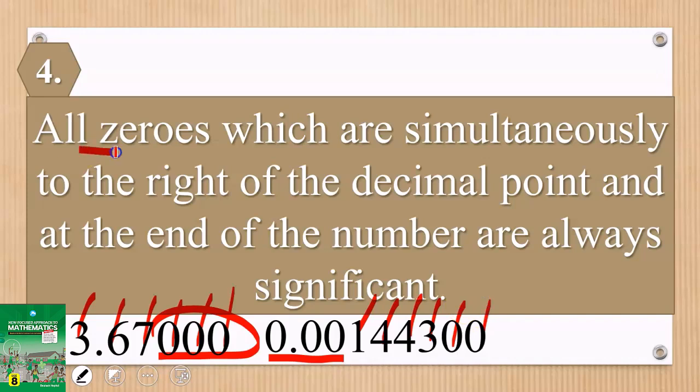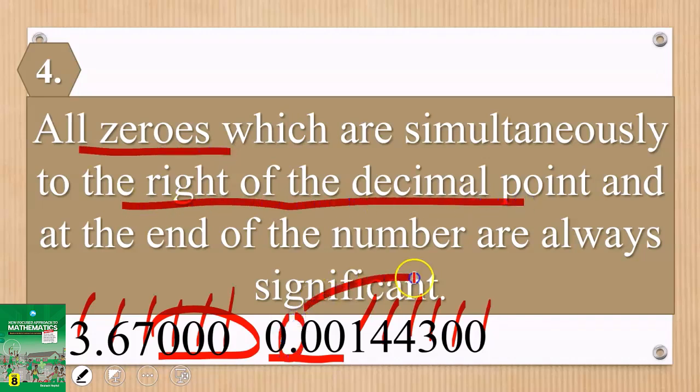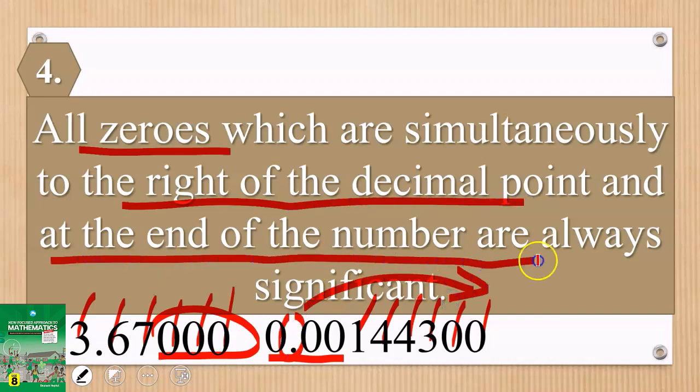So all zeros simultaneously to the right of the decimal point. The decimal point is here. So the zeros that go to the right, and at the end of the number, are always significant. So not the ones leading, but the ones at the end of it are significant. So 43.000, over here we have 5 significant figures.